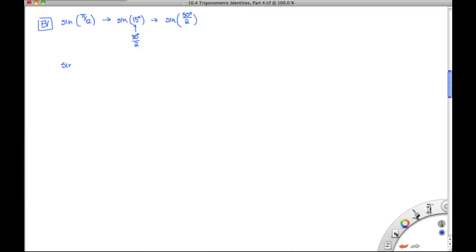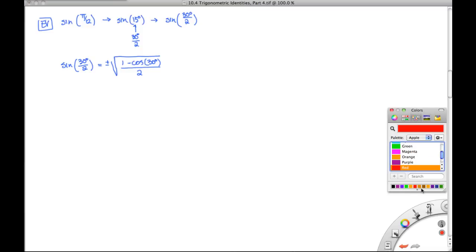So the sine of 30 degrees divided by 2 is going to be equal to plus or minus the square root of 1. Now we're going to use the half angle formula for sine of theta divided by 2. And it's going to be minus the cosine of 30 degrees divided by 2.